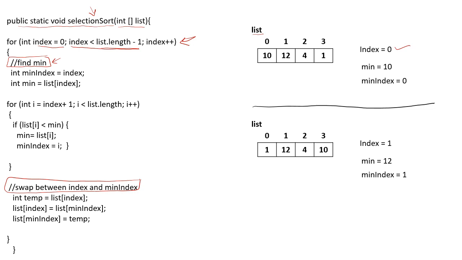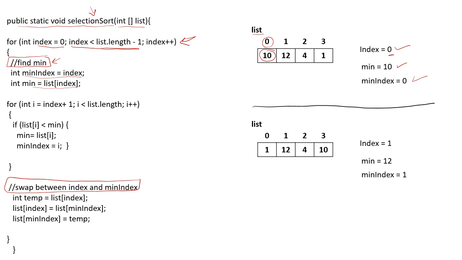Usually the idea of finding the minimum, like we discussed in the previous lecture, is you have to assume that the first element is the minimum, and then you have to start comparing other elements. So here, I have minIndex equal index and min equal list of index. And remember, we are starting index with 0. So if index is 0, I'm saying min should be equal list of 0 and minIndex equal index, which is 0. So I'm saying this number, which is 10, I'm assuming this is the minimum value, and it's located at location 0, so this is my minimum index.